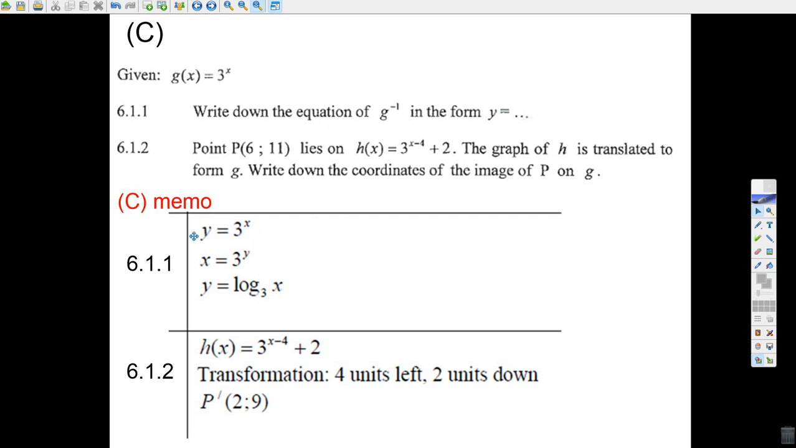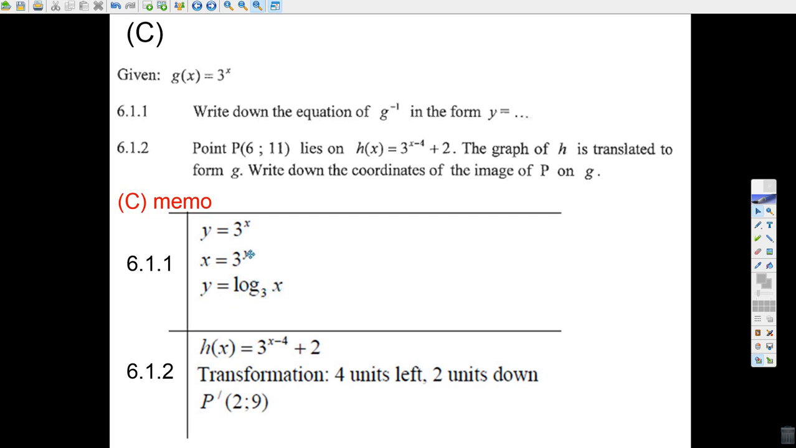Well, the first thing you do, y equals 3 to the x, you switch x and y, and they give you a mark for writing x equals 3 to the y. Now to do the next step, in order to put it in the form of y equals, you have to know about logs. And you have to know that an exponent really is a log. So y is the log to base 3 of x, and that's your answer.